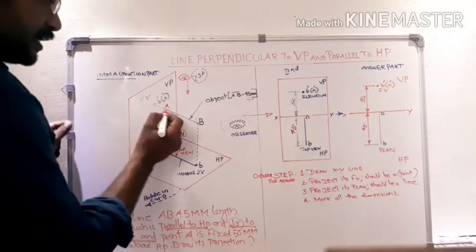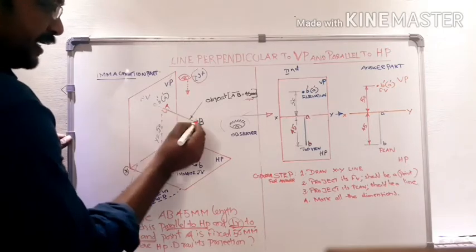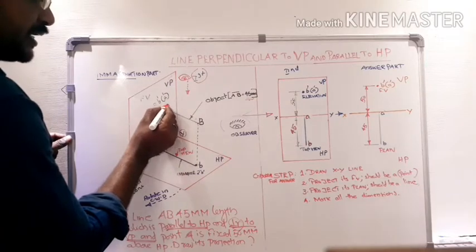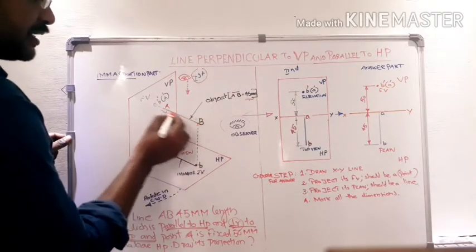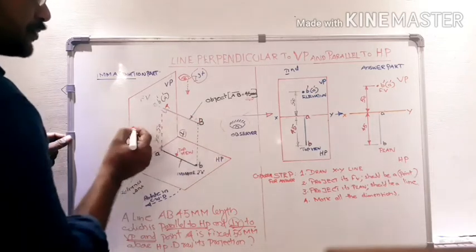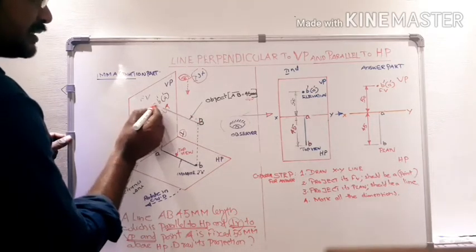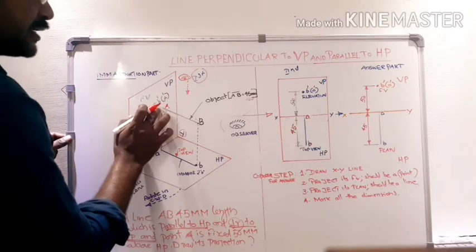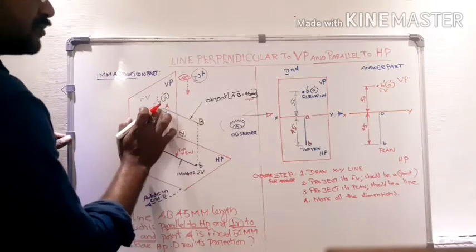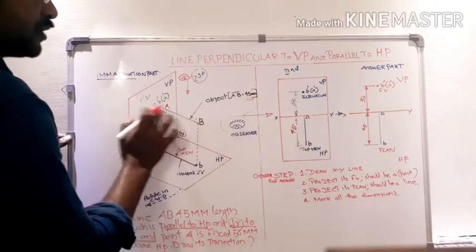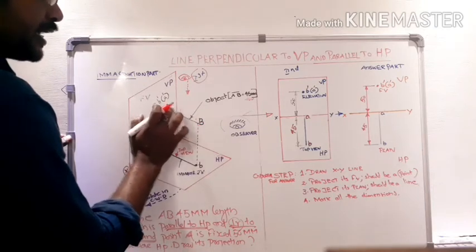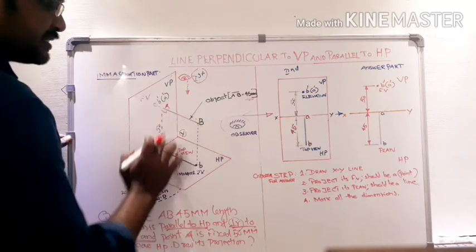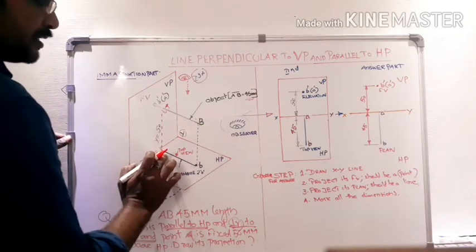Now, see, in a line we have a minimum of 2 points. One is marked here and the other is marked here. That means this is A, this is B. A is fixed just touching the VP. That is, A is nearer to VP and B is far away from VP. And points A and B have the same distance or height from HP.